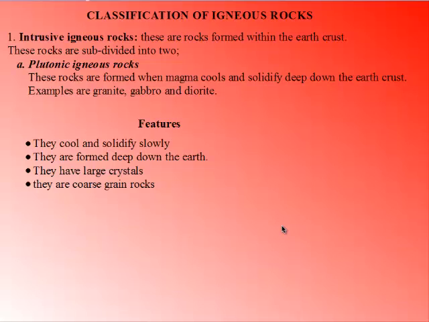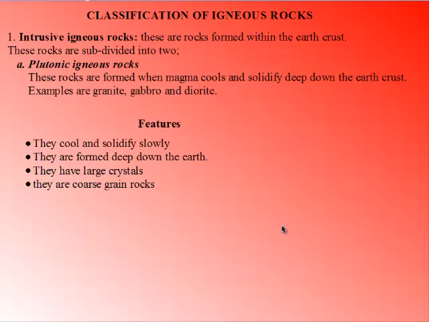Let's look at the classification of igneous rocks. Igneous rocks are classified into two. We have intrusive igneous rocks and extrusive igneous rocks. So first we're going to look at the intrusive igneous rocks. These are rocks formed within the earth crust.